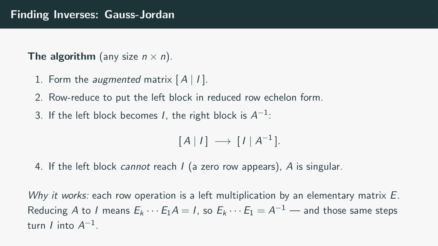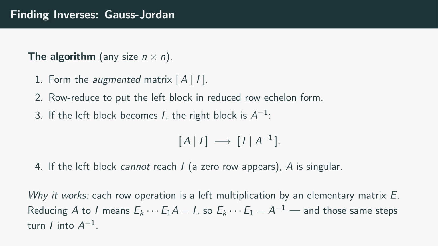For matrices bigger than 2x2, we need an algorithm, and Gauss-Jordan elimination gives a beautiful one. Start by writing A and the identity side by side, separated by a bar. This is called the augmented matrix, A bar I. Now row reduce, using the same elementary row operations from our elimination episodes, but apply them across the whole wide matrix at once. Drive the left block toward the identity in reduced row echelon form.